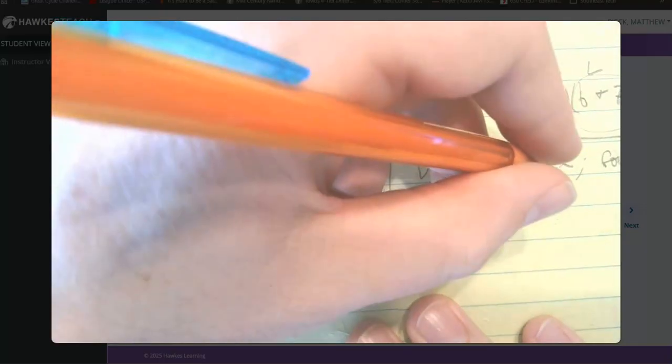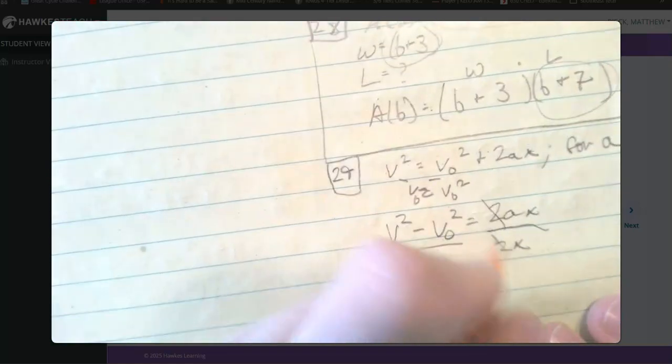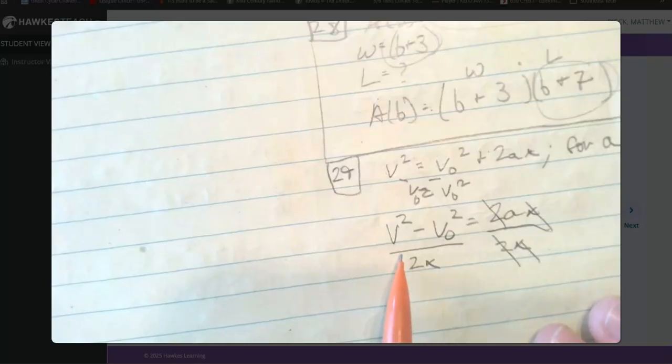This is how you can find your final velocity if you have an initial velocity and an acceleration and change of position. In case you were curious, that's where this formula comes from. So yes, we have v squared minus v naught squared equals 2ax. All right, and then we want to get a by itself, so we can just divide everything by 2x. So we end up with a equals v squared minus v naught squared over 2x.